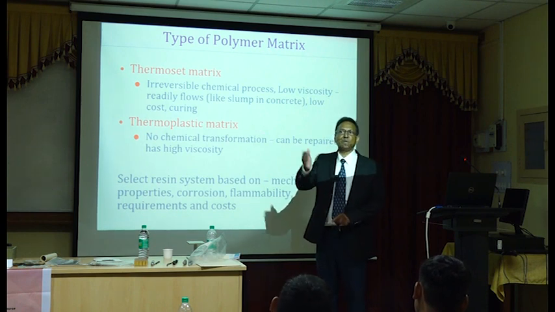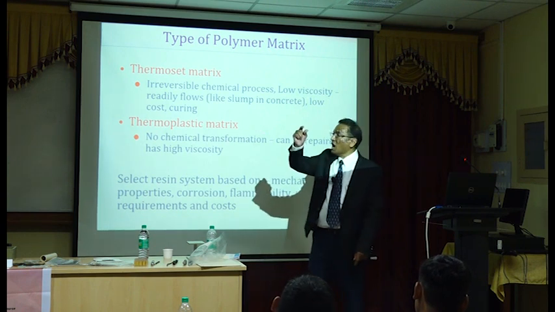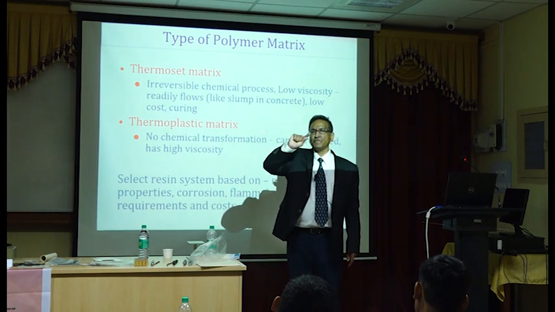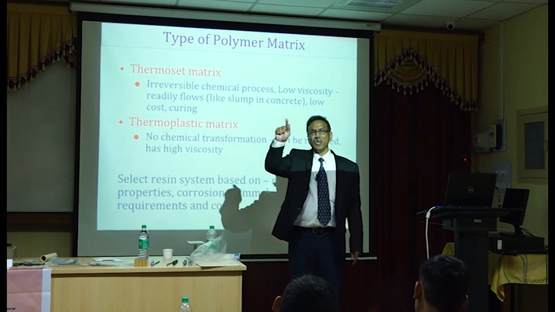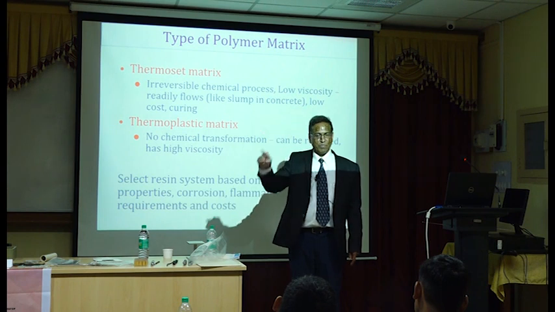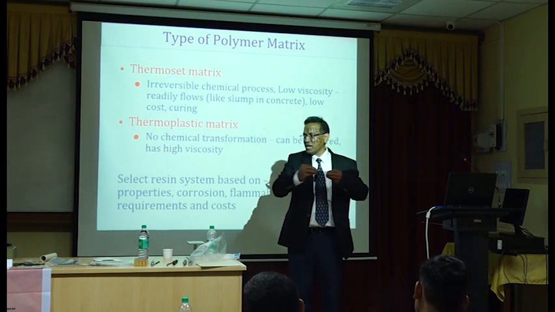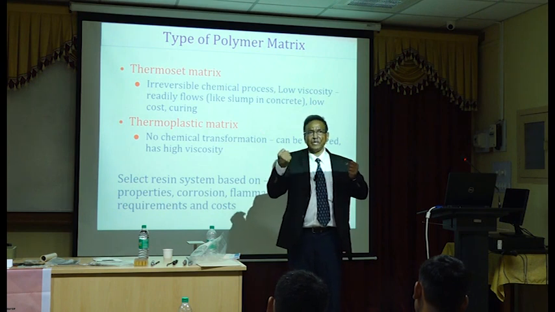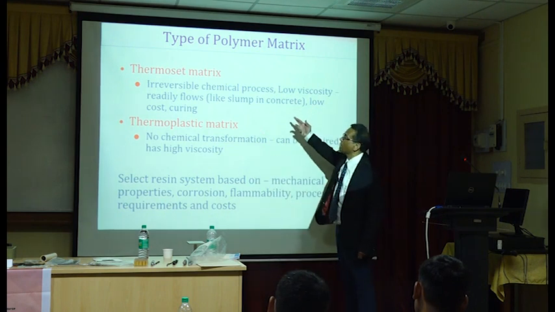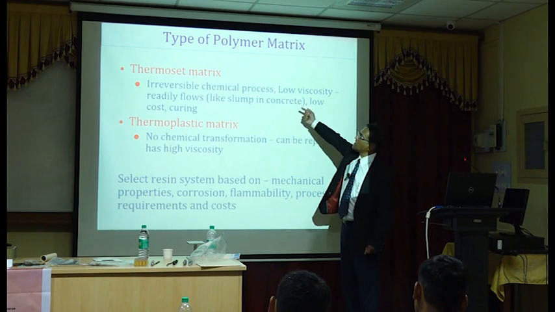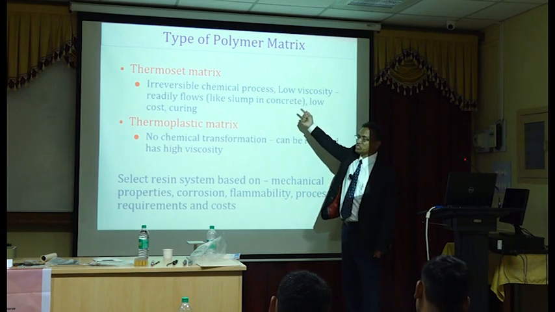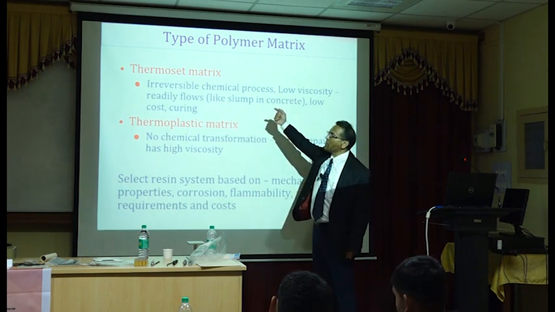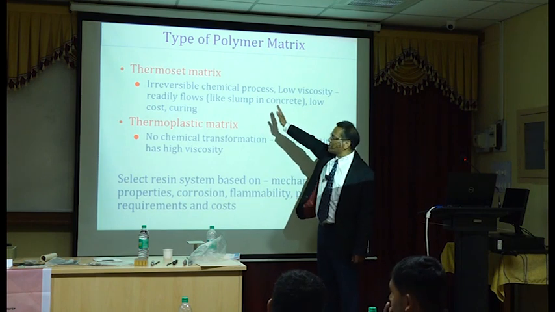That's what we were talking about this morning for reinforcing bars. If you have ties, you have to make those ties in that shape. You cannot make a straight bar and then bend it. It's not possible at all. It will just break. It will be brittle. So thermoset matrix has that limitation. Once the chemical reaction starts, you cannot stop it.